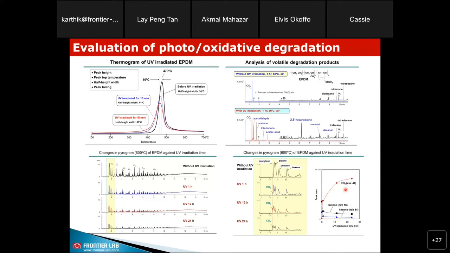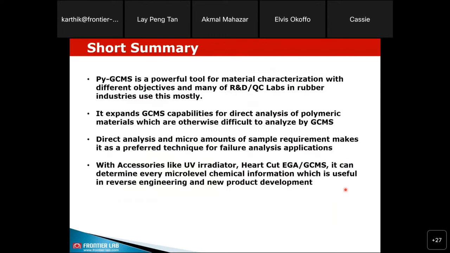Okay, so with that, I would like to wrap up this session. The short summary, or take-home message: pyrolysis GCMS is a powerful tool for material characterization with different objectives in the rubber industries. It expands the capability of GCMS for direct analysis of polymeric material, which I said GCMS cannot do directly because of the limitation on the inlet temperature.